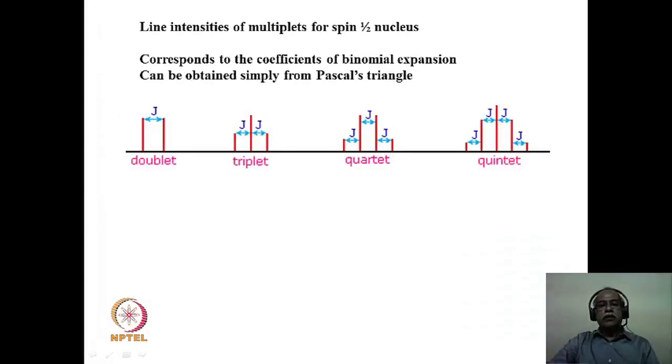In the case of a spin-half nucleus, the line intensities of multiplets can be easily calculated or predicted from Pascal's triangle. The line intensities correspond to the coefficients of the binomial expansion. For example, if it is a doublet, it will be a 1:1 intensity ratio. If it is a triplet, it will be a 1:2:1 intensity ratio. If it is a quartet, it will be a 1:3:3:1 intensity ratio, and so on.